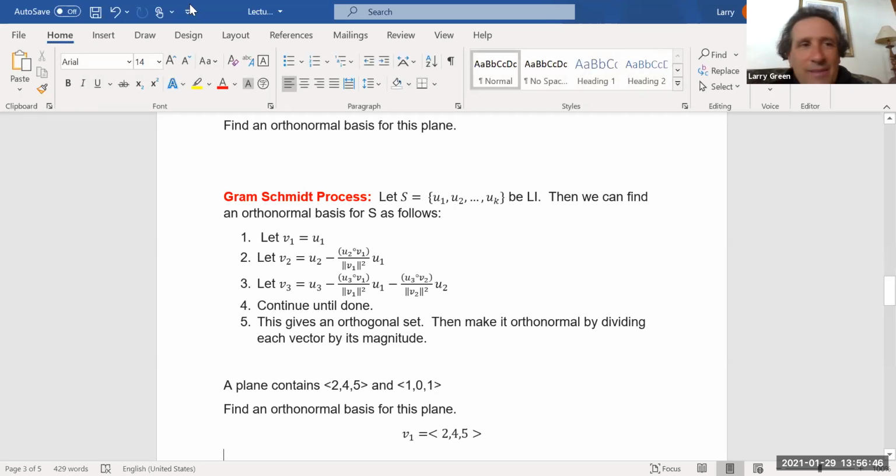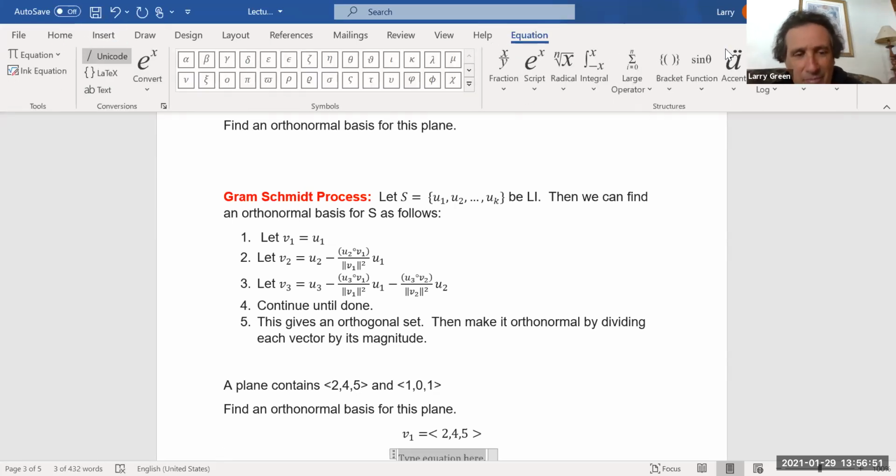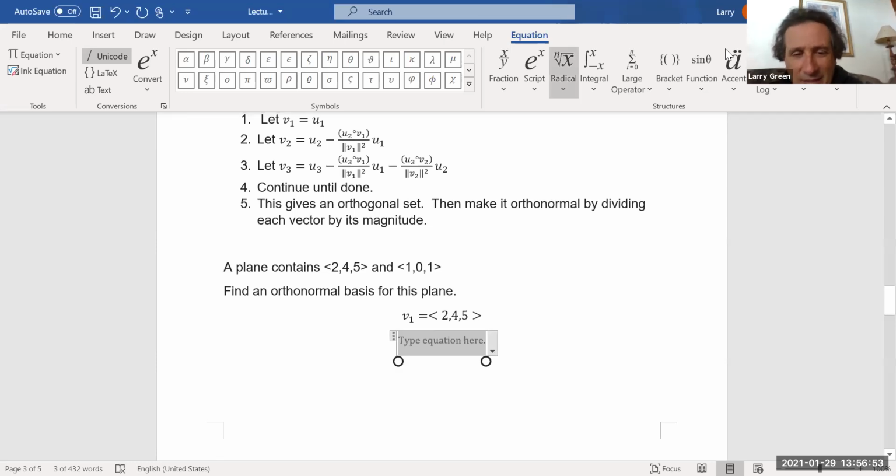Okay, now let's get the second one. The second one's messier. Not impossible, but it's messier. And let's get V2. And that one, it says I'm going to take U2. And U2 was 1, 0, 1. And then I'm going to subtract. I'm going to have a fraction. Let's make a fraction.